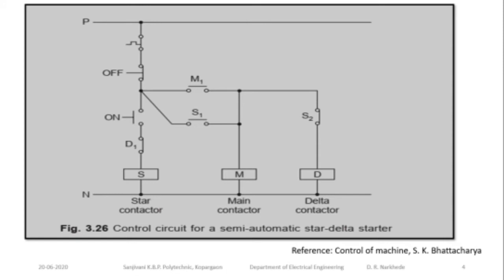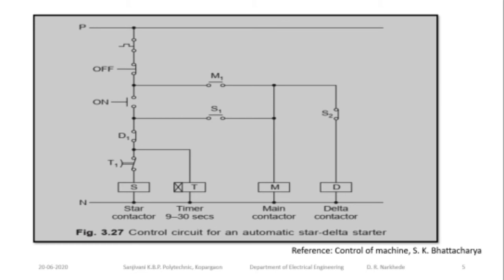The automatic star delta starter does not require a skilled operator. The operator has to simply press the button, and the rest of the things are done by the system itself. So this is the control circuit of the automatic star delta starter. Now, how do we convert a semi-automatic star delta starter into an automatic one? In the automatic star delta starter we use one additional thing, called the timer. We are going to discuss the basic working of this.